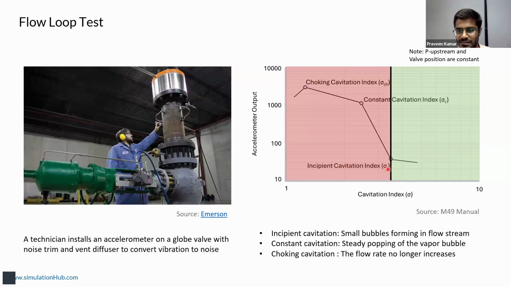The lesser means the red color portion of the graph reduces, goes towards the left side of the plot, right? So that's why when you compare two designs, valve designs or trim designs, you need to compare incipient cavitation index rather than cavitation index. Cavitation index doesn't make sense here. So that's how it is.